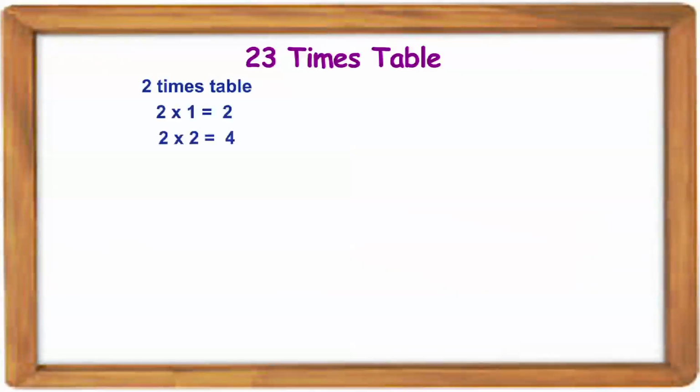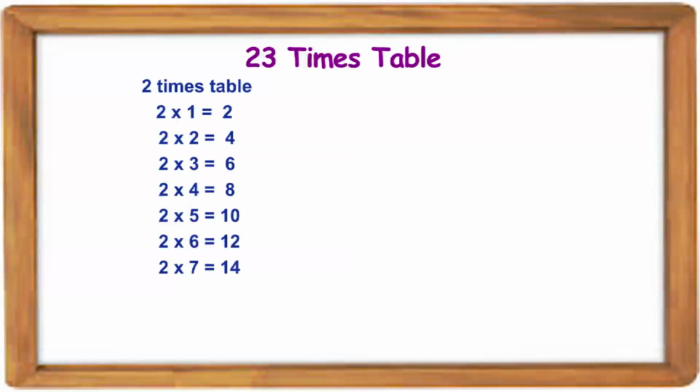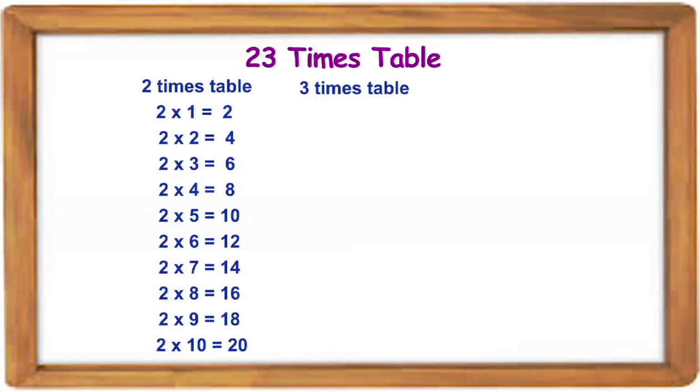2 ones are 2, 2 twos are 4, 2 threes are 6, 2 fours are 8, 2 fives are 10, 2 sixes are 12, 2 sevens are 14, 2 eights are 16, 2 nines are 18, 2 tens are 20. Then we write three table.